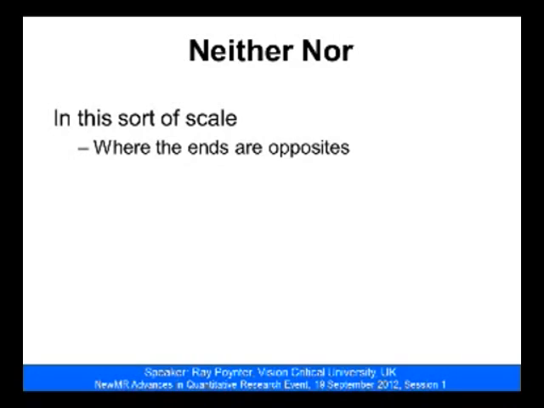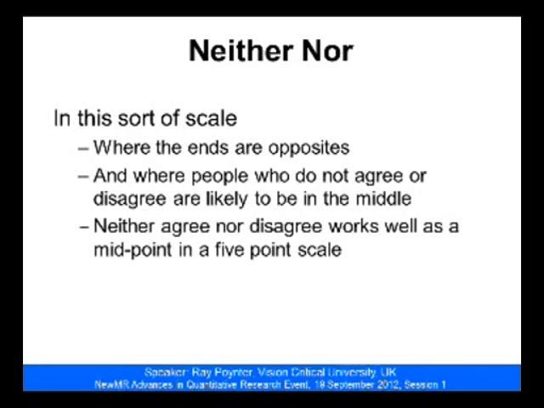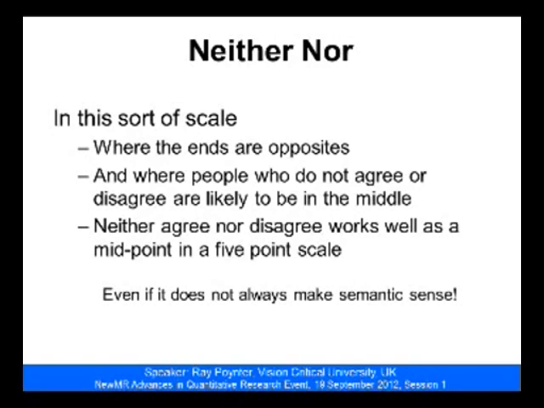But in the sort of scale we're talking about here, where we're implying healthy versus unhealthy, and we have agree strongly versus disagree strongly, it seems to work. And where people who do not agree with or disagree are likely to be in the middle, then using the 5-point agree-disagree scale works really well, even if it doesn't always make semantic sense. So what people are doing with the scale, and I think this is probably exactly why Likert developed the scale in the first place and why it's lasted 80 years, is not that it necessarily makes semantic sense, but it makes scaling sense. People know how to use it and they can use it.